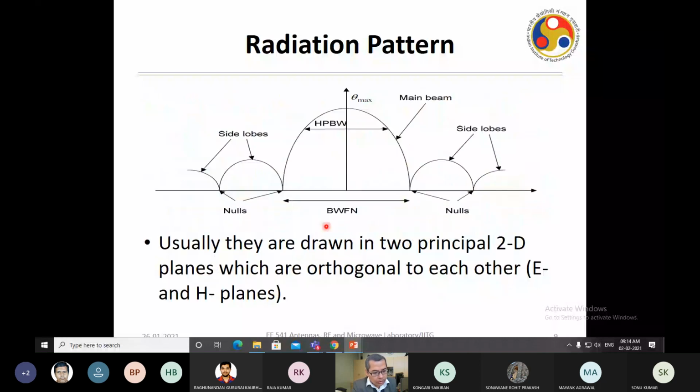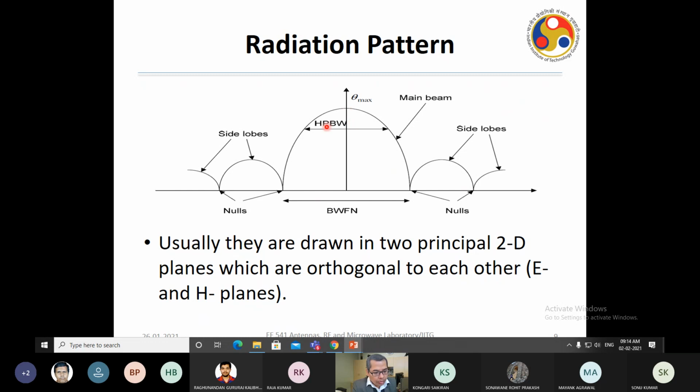This is a typical radiation pattern of an antenna. You can see that the main beam is this one. These are side lobes. Then the points where you don't have any radiation are called the nulls. And the direction of maximum radiation is called theta max. The angle between the first two nulls is called the beamwidth between first nulls. So these are some of the parameters you specify for the radiation pattern of the antenna.